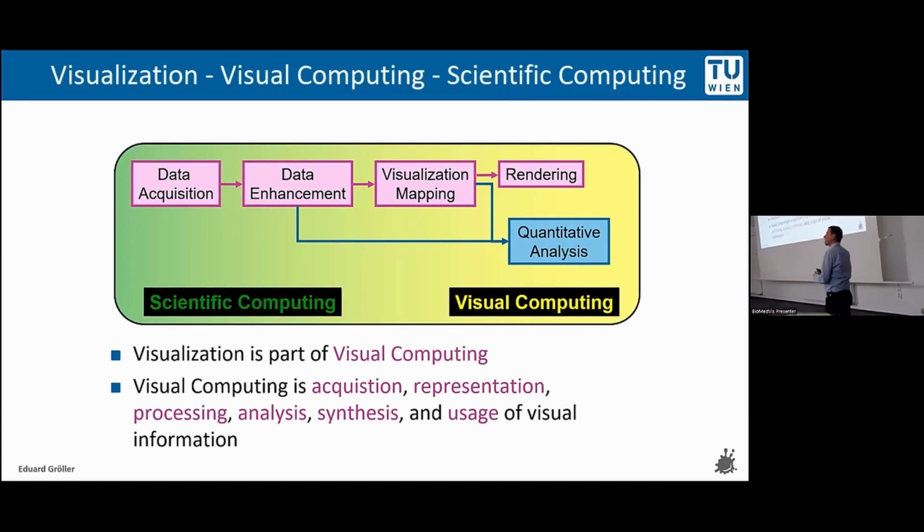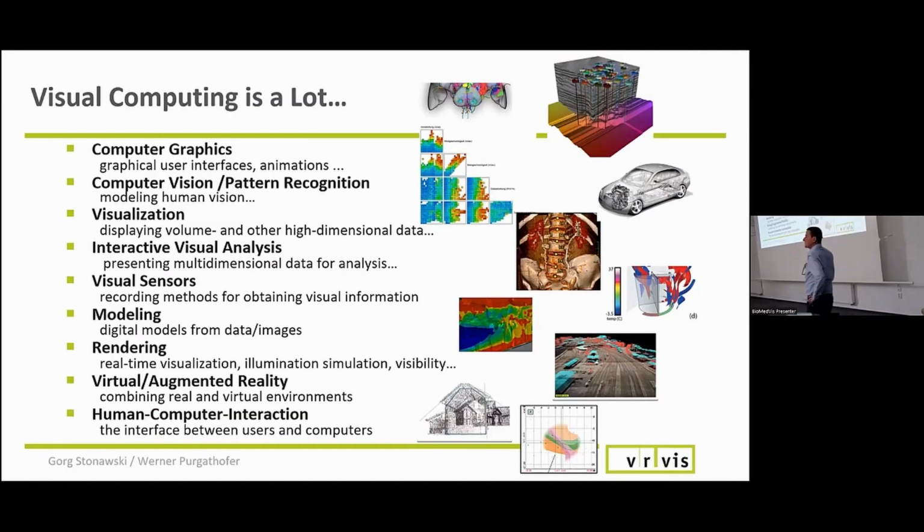Nowadays, people are talking about digital twins: you have a natural phenomenon, but at the same time, you would like to have a digital representation. You have to model that, you have to define that. And so increasingly, we would like to have a synthesis going on and usage of this visual information. Visual computing is a lot. I mean, that's an interesting discipline.